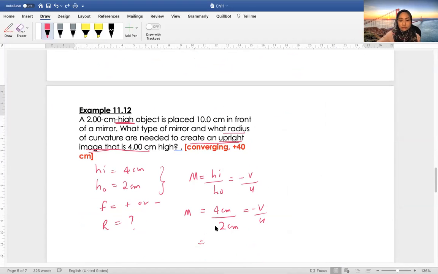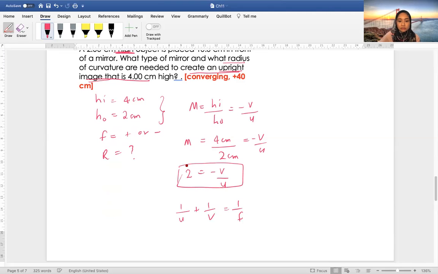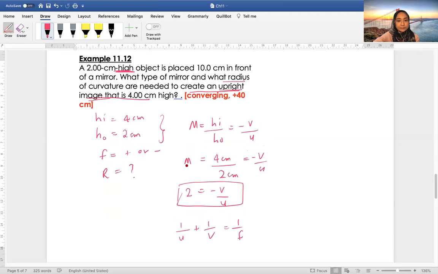So 2 equals, now we have this equation, 2 equals minus V over U. So upright image, magnification is positive, right? Positive 2, correct. Okay, so we have another equation to go for. 1 over U plus 1 over V equals 1 over F. I have this equation. I can substitute it, but how do I solve it? I actually don't know. Can anyone help me? Converging, positive 40.